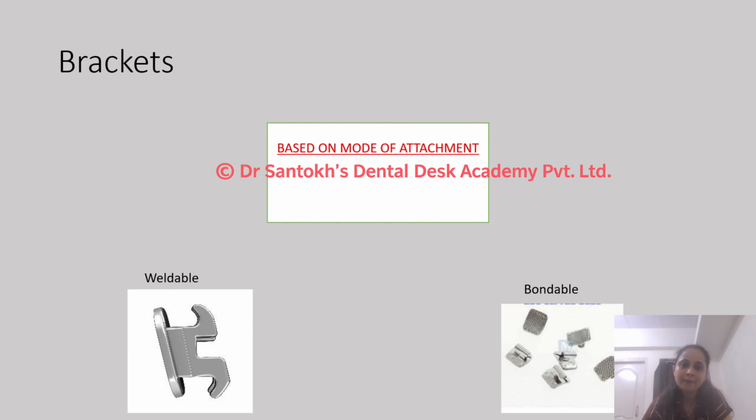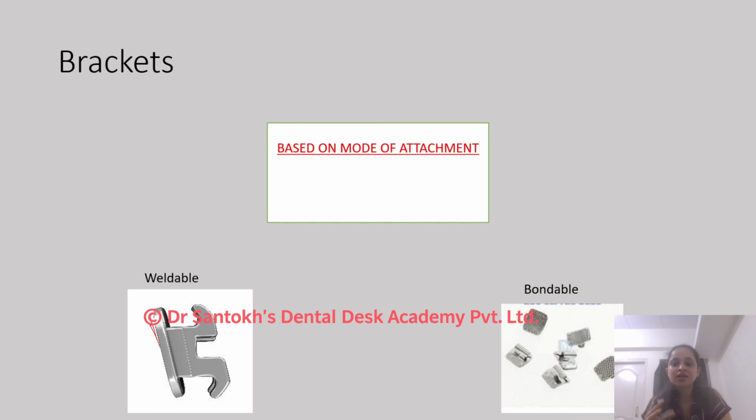Next, the classification is based on mode of attachment. The brackets can be either weldable or bondable. Weldable means there will be a plain surface without any mesh, which is welded onto the bands. Bondable brackets will have mesh which is used for bonding onto the tooth surface with the help of mechanical retention.